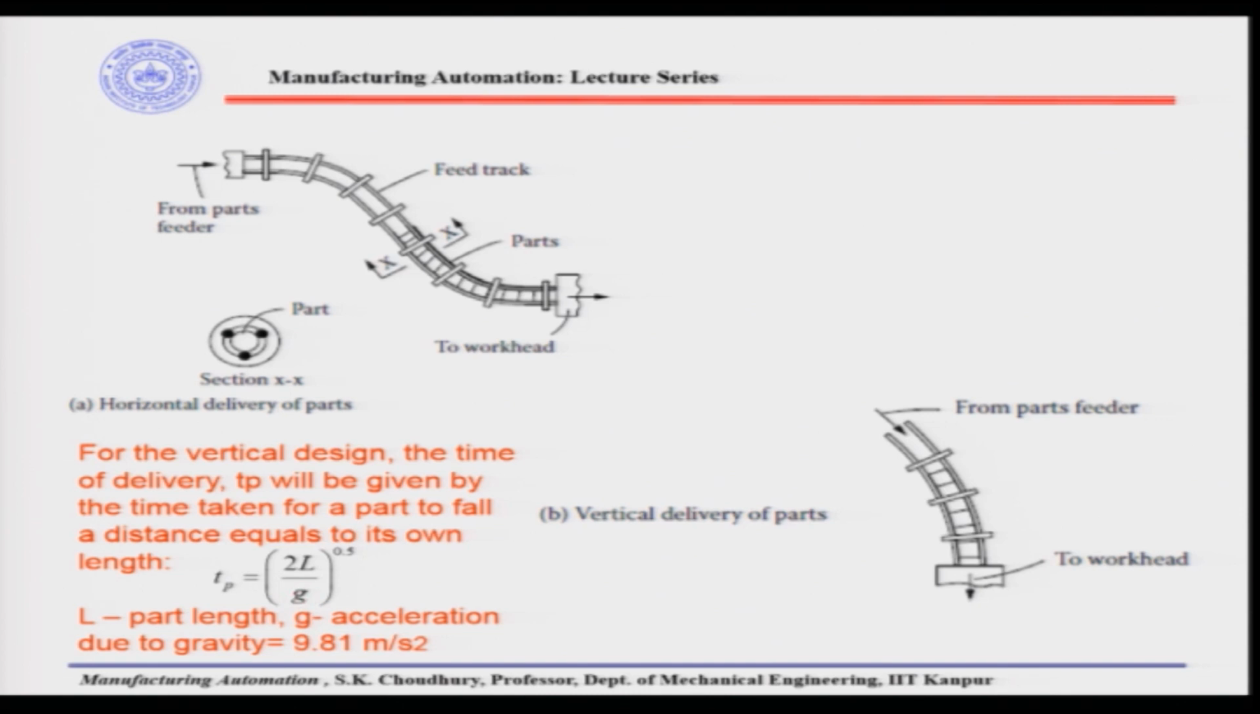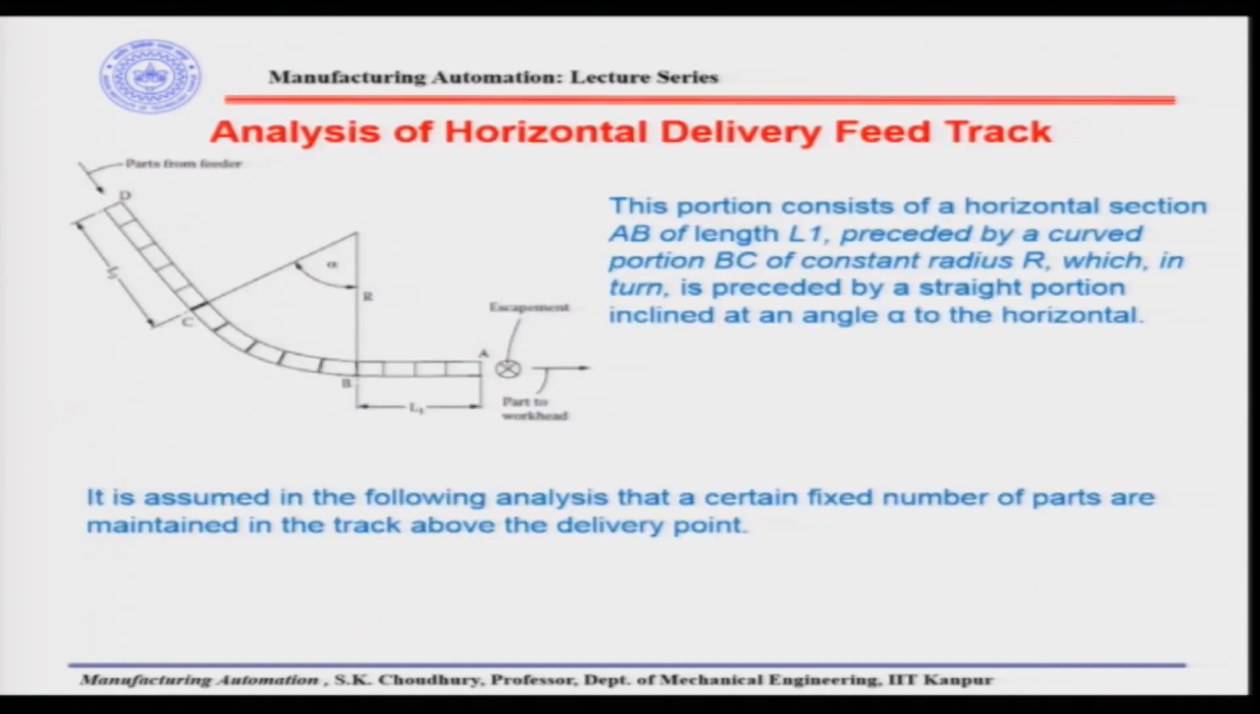Now, in the horizontal delivery of parts, the section will be horizontal. For example, here this section and this section are horizontal. However, this part is actually not horizontal, but these are called horizontal delivery of parts. Okay. Now, let us analyse the horizontal delivery feed tracks and see how they are designed.